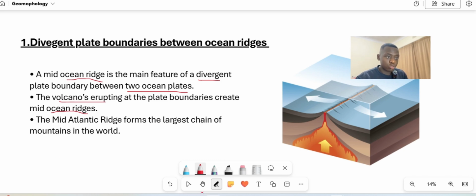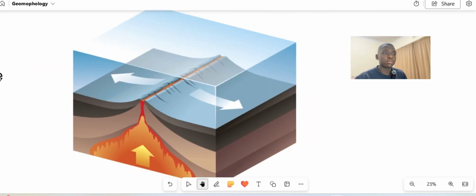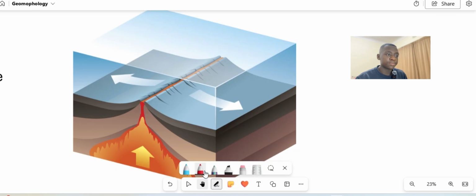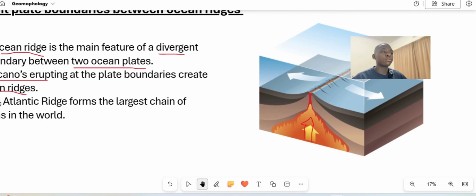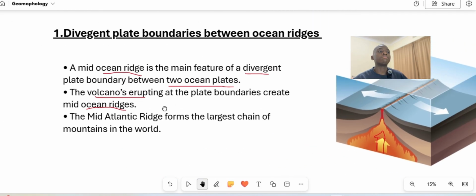Let me zoom into the diagram so that I can explain more clearly. As you can see here, magma is coming out from the ground. The arrow is indicating that it is coming from underground and going upwards. We also have what we call an oceanic crust. That specific oceanic crust is going to be lifted up, forming what we call a mid-ocean ridge.